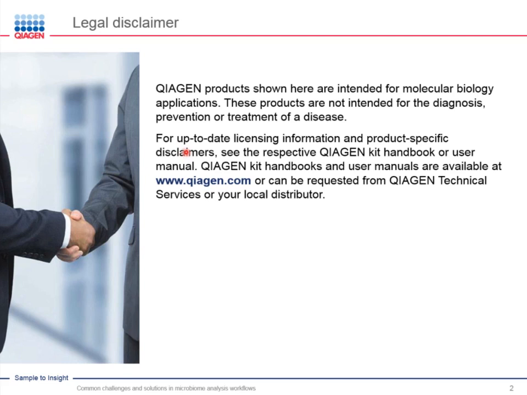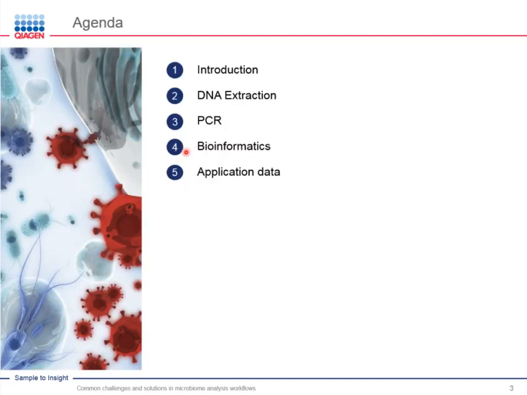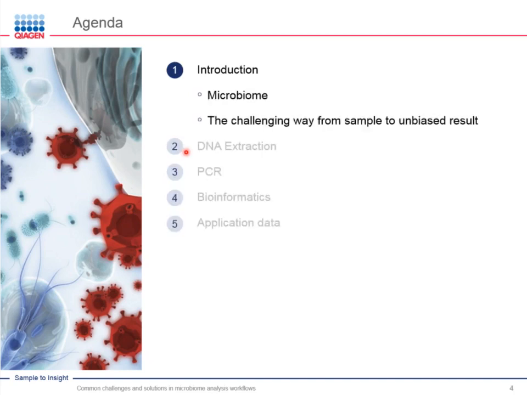So I would like to start with a bit of background first. What about the microbiome? Where do we come from? What is currently the situation? And also, what are the challenges you have to get from a sample to an unbiased result? Because it gives you no benefit if the results you get out of NGS, for example, are not displaying what you had in your sample.